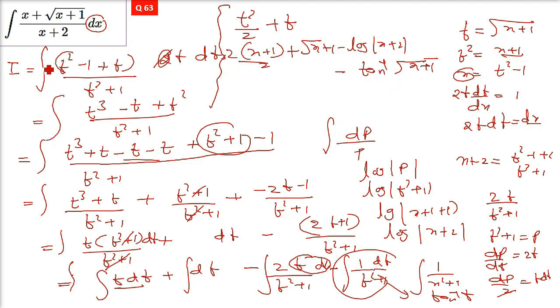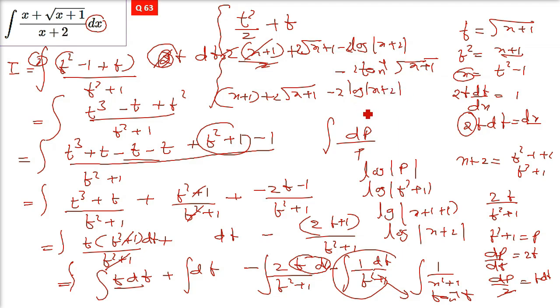Please multiply by 2. As I told you, this 2 I am going to use in a later part. This 2, this 2. So now just multiply everything by 2. This gets cancelled. You'll get x plus 1. Then you have plus 2 under root x plus 1, minus 2 log modulus of x plus 2, minus 2 tan inverse under root x plus 1, plus the constant of integration.